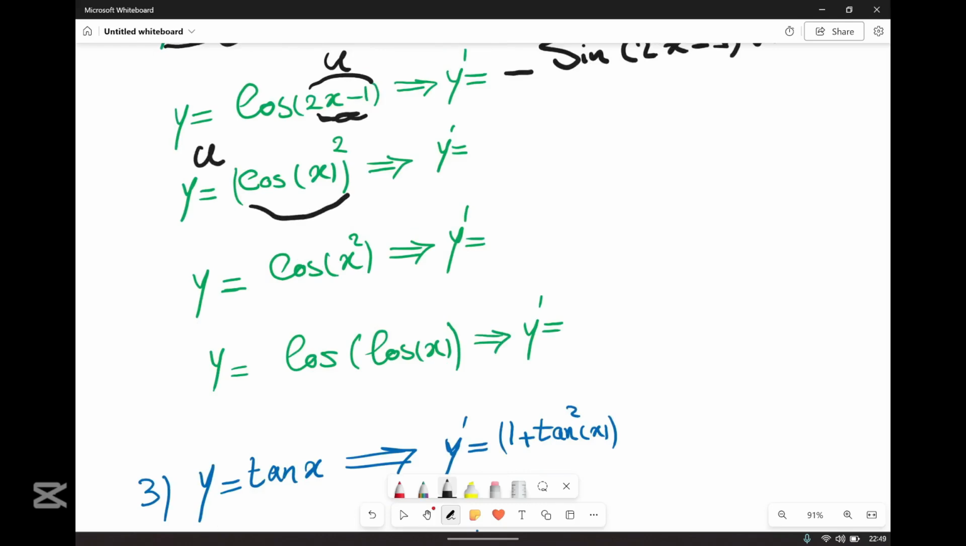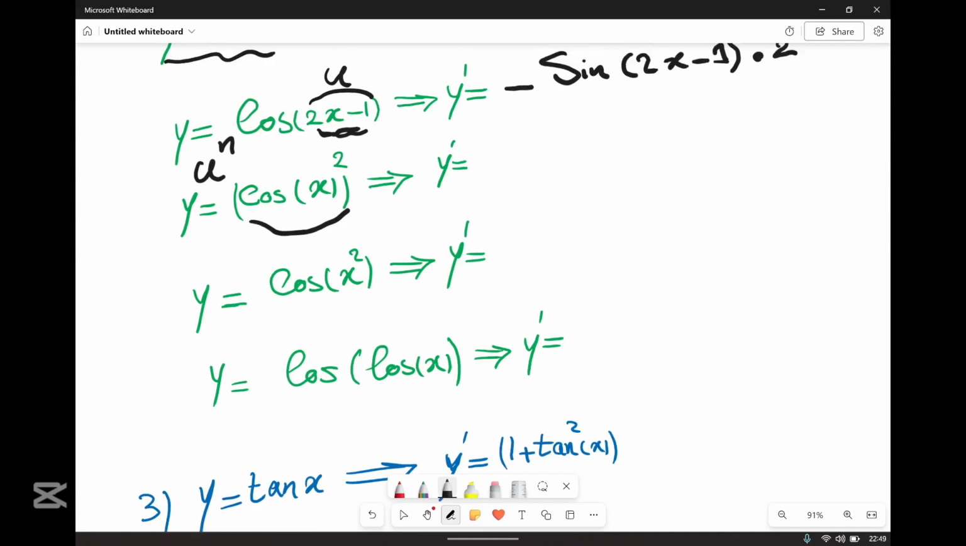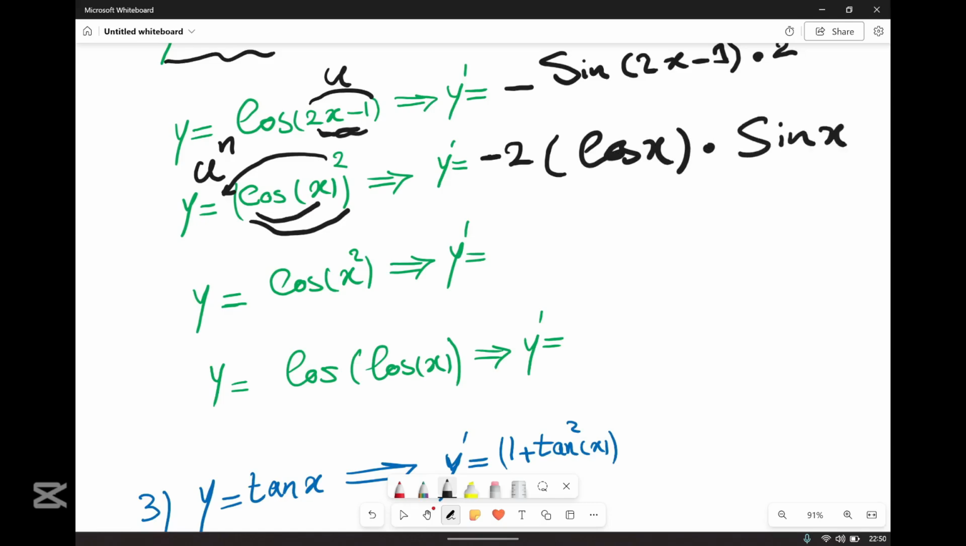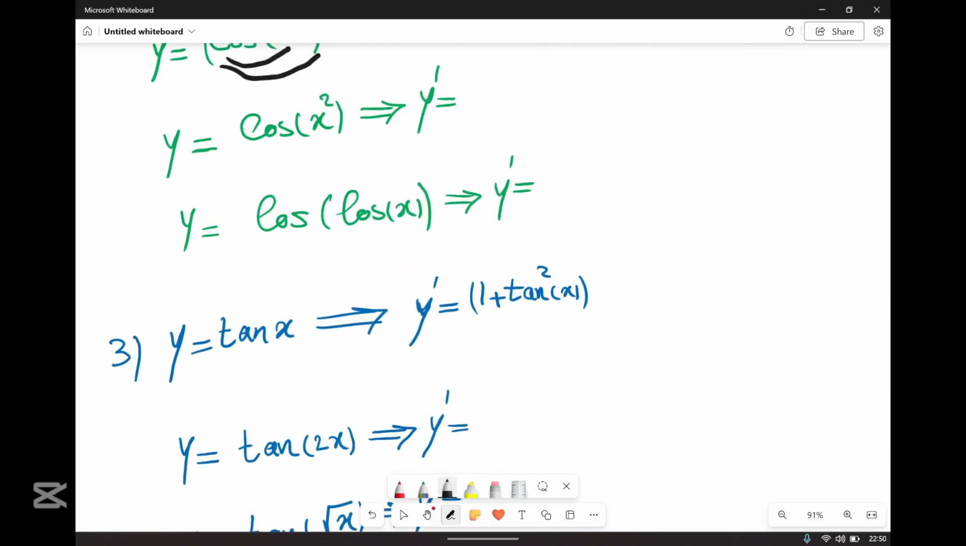What about these, guys? This is also u to the power n. Pause and start to calculate this. Okay, right now I'm going to calculate this. It is minus 2 because it comes as a coefficient, cosine x times the derivative of cosine x, which is sine, but at first I put the minus in the formula. What about these? Cosine of x squared is also minus sine of x squared, multiplied by the derivative of x squared, which is 2x.